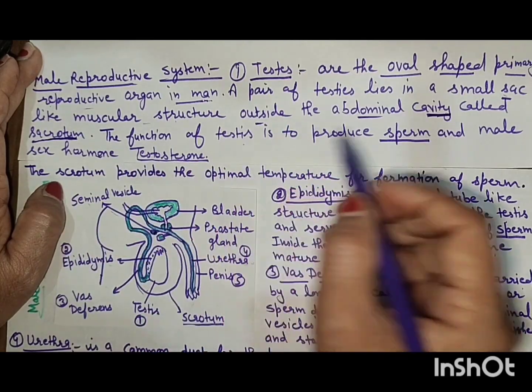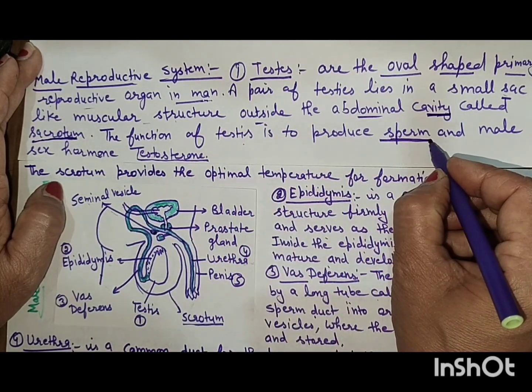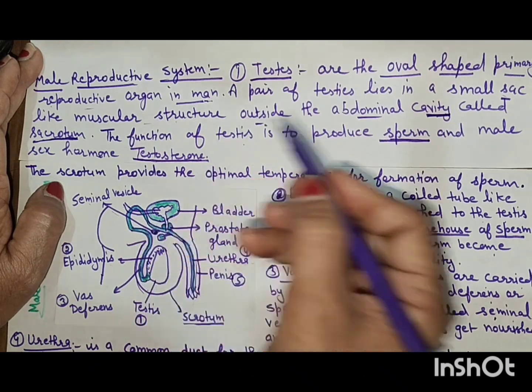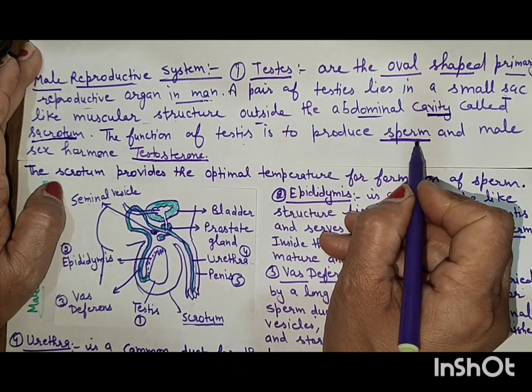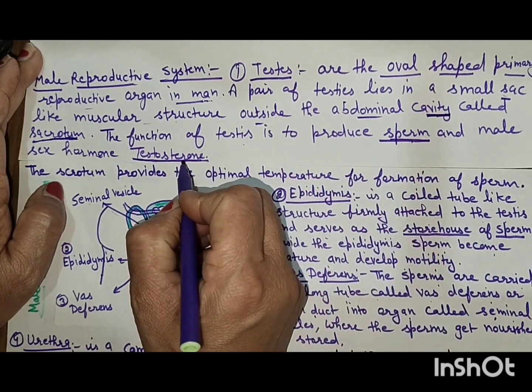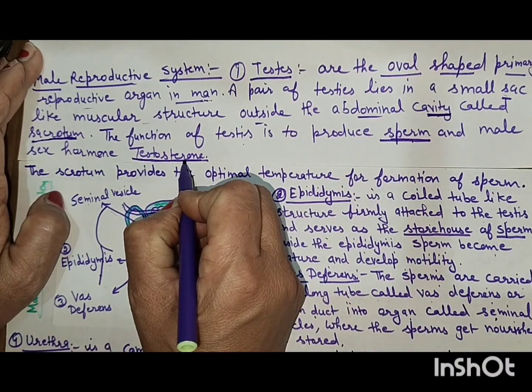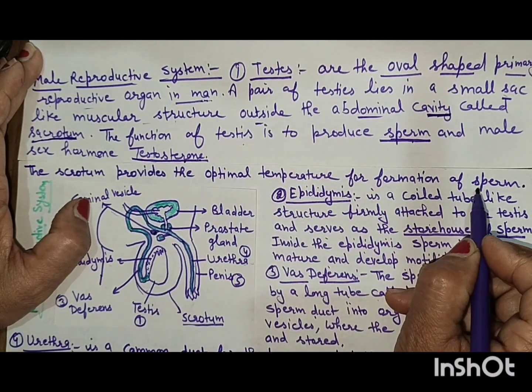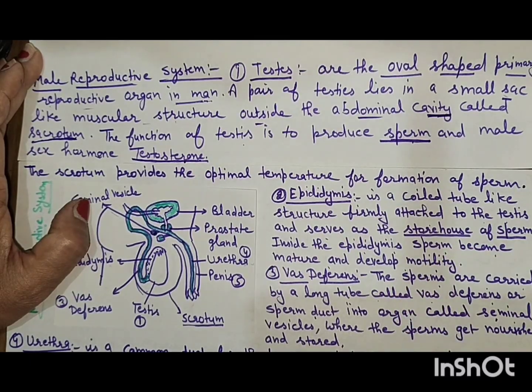The function of the testes is to produce sperm and the male sex hormone testosterone. The scrotum provides the optimal temperature for formation of the sperm.